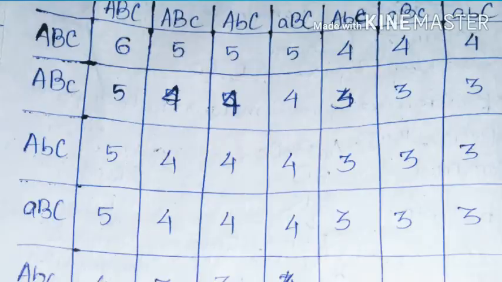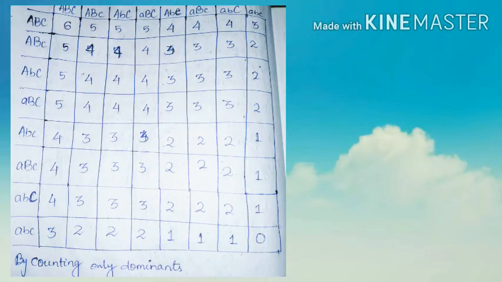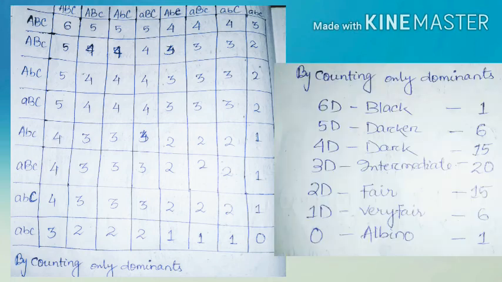Okay, then count all the 6 dominant characters. Here you have only one 6 dominant character, which should be the black color, so you write 1 there. Then count the 5 number, which shows the 5 dominant. Okay, the 5 dominant are 6 in number. Then like that you write down to 0 dominant, meaning there is no dominant character and only recessives are present.